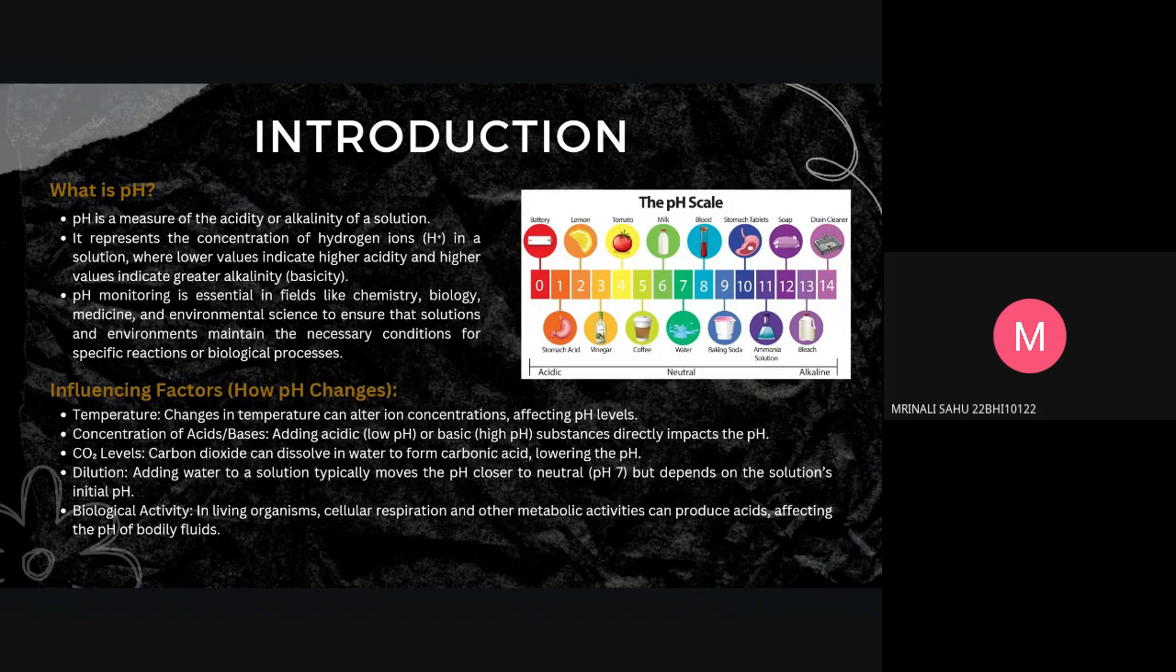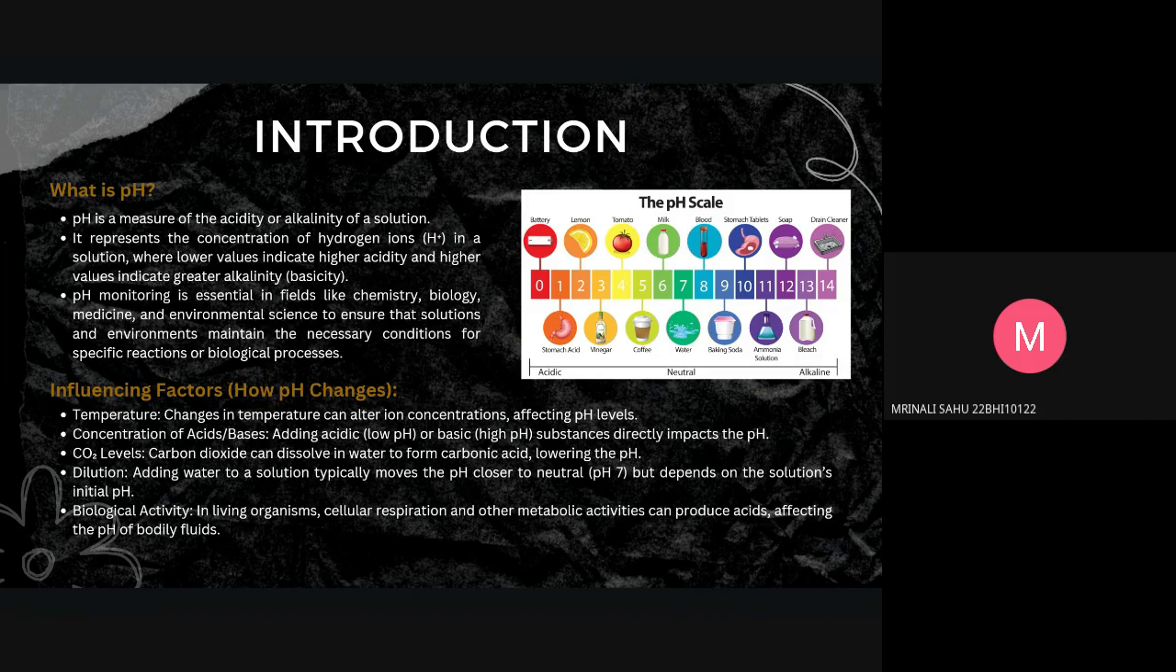Okay, so let's see what is pH. pH is a measure of the acidity or alkalinity of a solution. It represents the concentration of hydrogen ions in a solution, where a lower value indicates high acidity and a higher value indicates greater alkalinity. pH monitoring is essential in fields like chemistry, biology, medicine, and environmental science to ensure that the solution environment maintains the necessary conditions for the specific reaction or biological process.